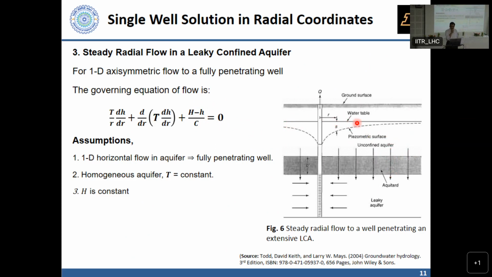So there are a couple of things that are of interest, and we will make the simplification that the aquifer is homogeneous, therefore the transmissivity is constant. Capital H is not changing, so we don't have that second equation telling us what is happening in the unconfined aquifer. H is constant. A couple of interesting things, like I said.